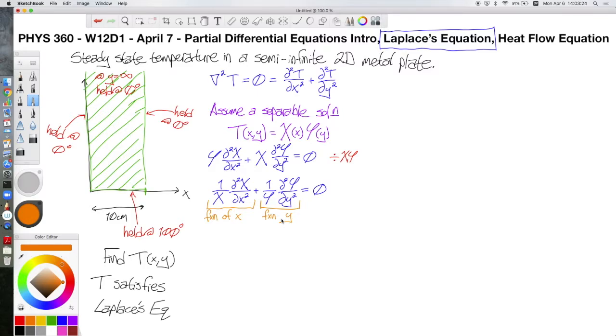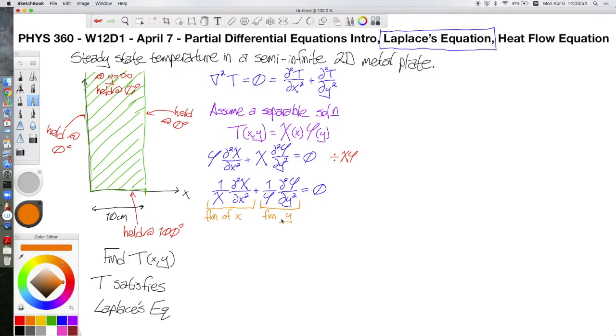So it will turn out that the only way for a function of just x to be added to a function of just y to give you 0 for every value of x and y is if each function is equivalent to a constant. So both 1 over X times del squared X over del x squared, and 1 over Y times del squared Y over del y squared, both of those are going to have to be equal to a constant.